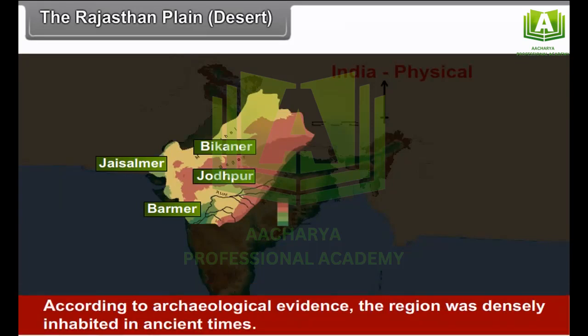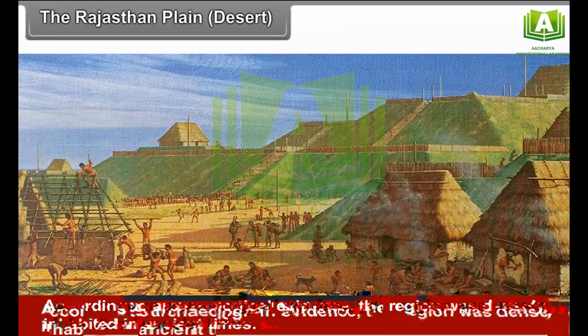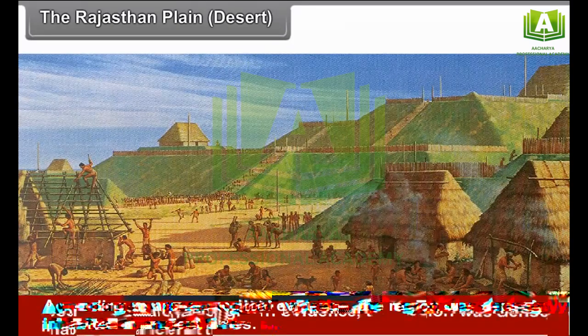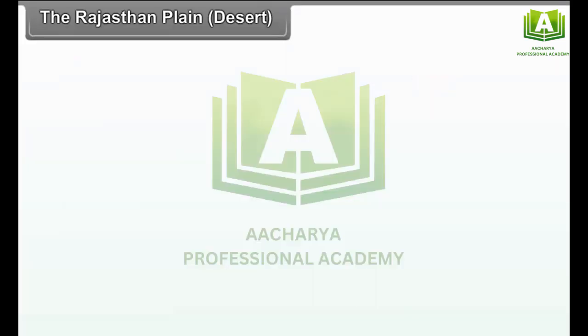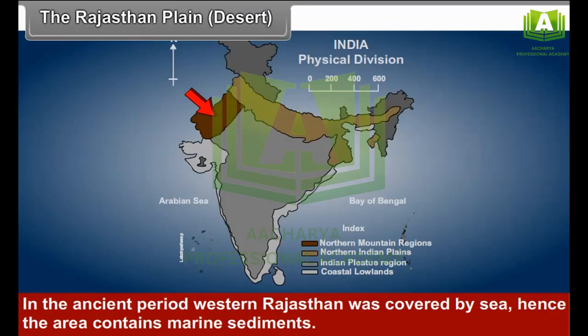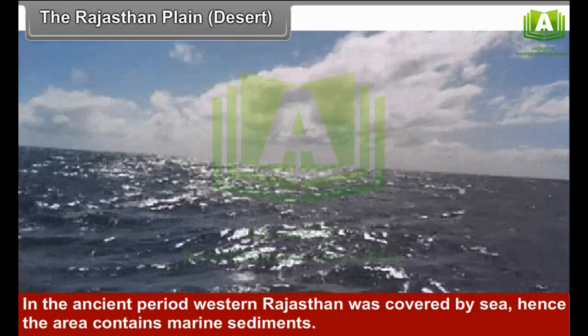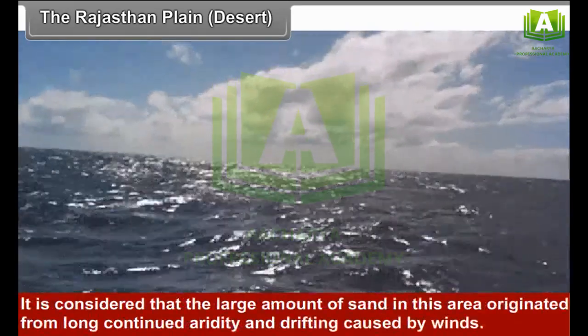According to archaeological evidence, the region was densely inhabited in ancient times. Various sites belonging to the Indus Valley civilization have been discovered here. In the ancient period, western Rajasthan was covered by sea. Hence, the area contains marine sediments.